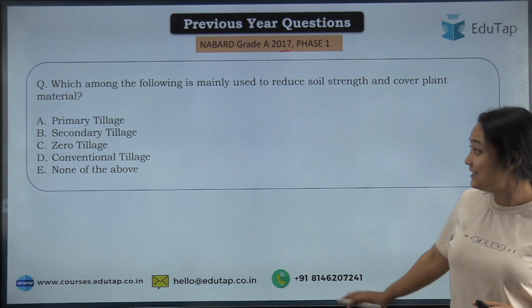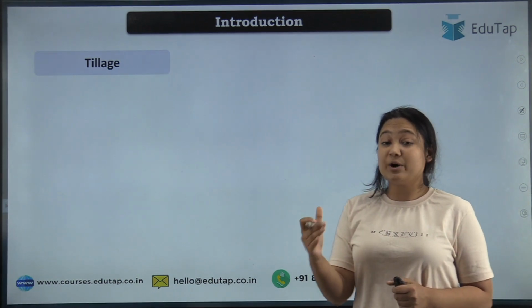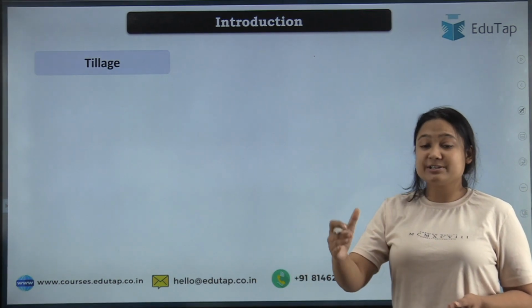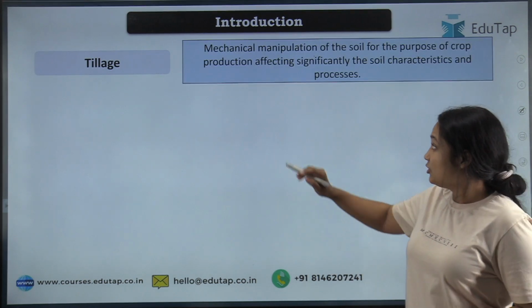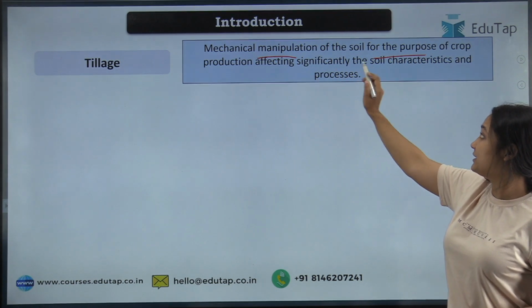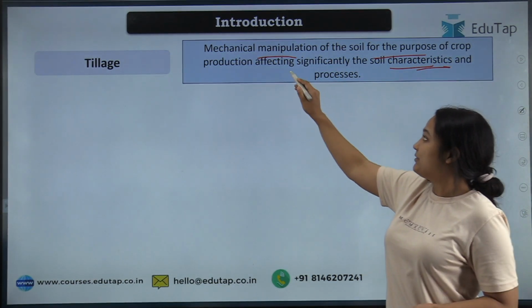So let's start our class. First of all, when we are talking about tillage, it is very important to know what tillage is. Tillage is nothing but a mechanical process to disturb the top layer of the soil. It is a mechanical manipulation of the soil for the purpose of crop production, affecting significantly the soil characteristics and processes. So what is the objective?